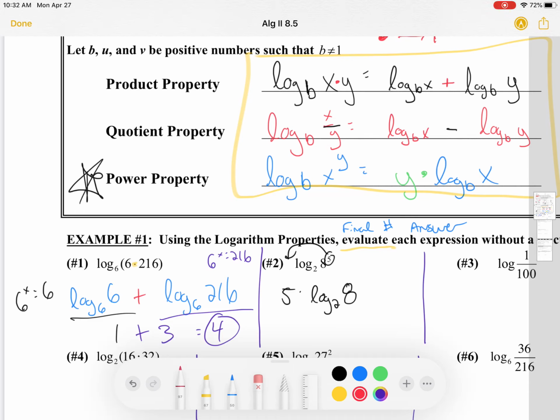We can simplify this further because log base 2 of 8 is saying 2 to what power is 8? Well, 2 to the third power is 8. Now, 5 times 3, final answer, 15. Bang.